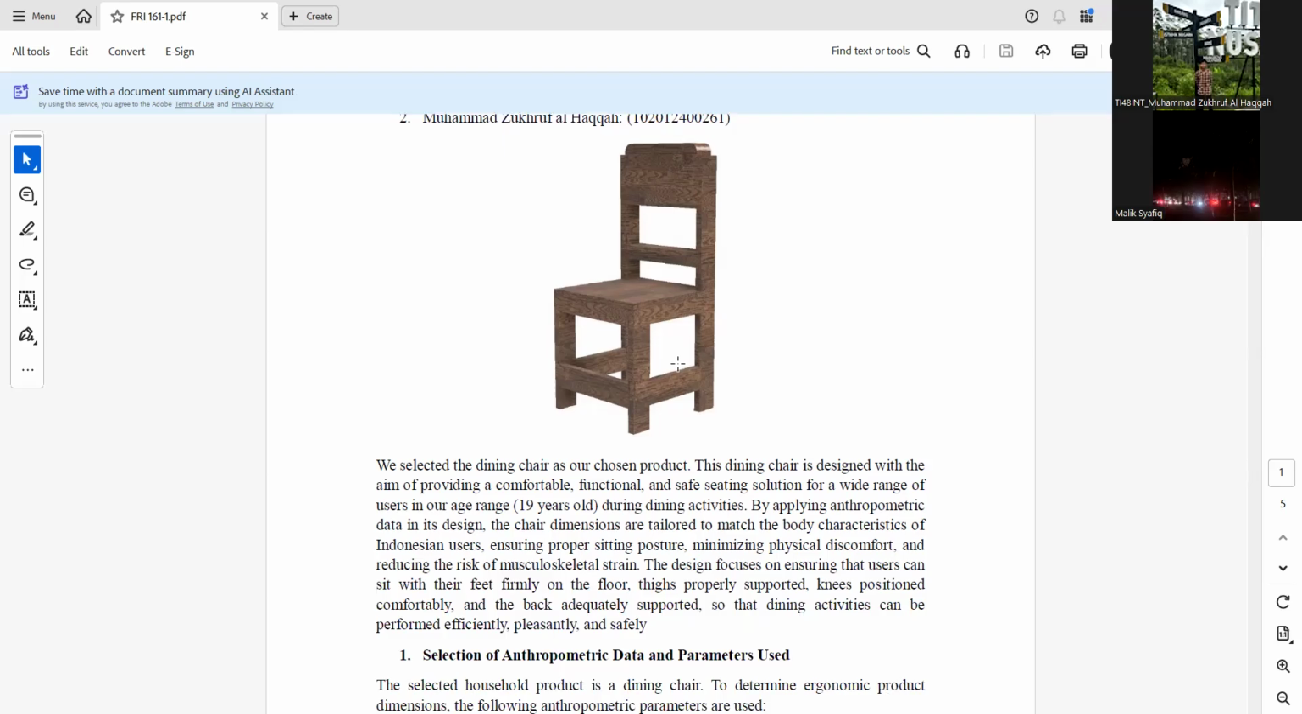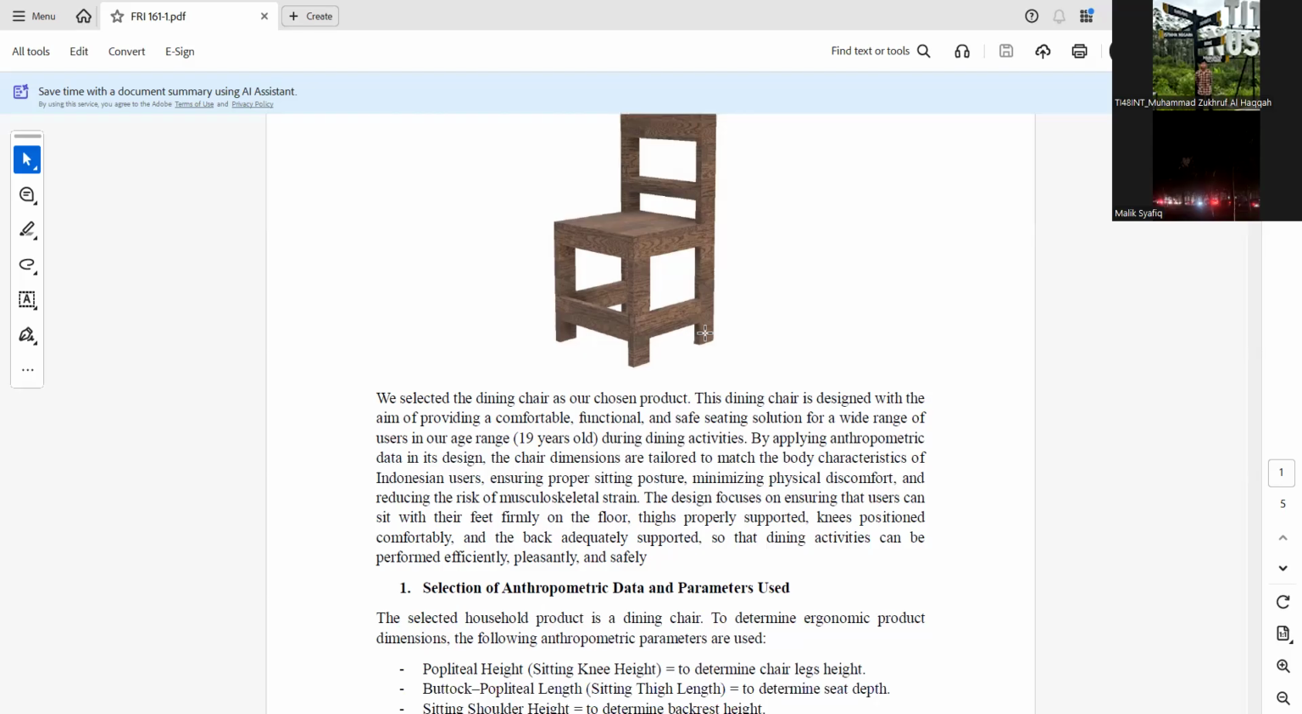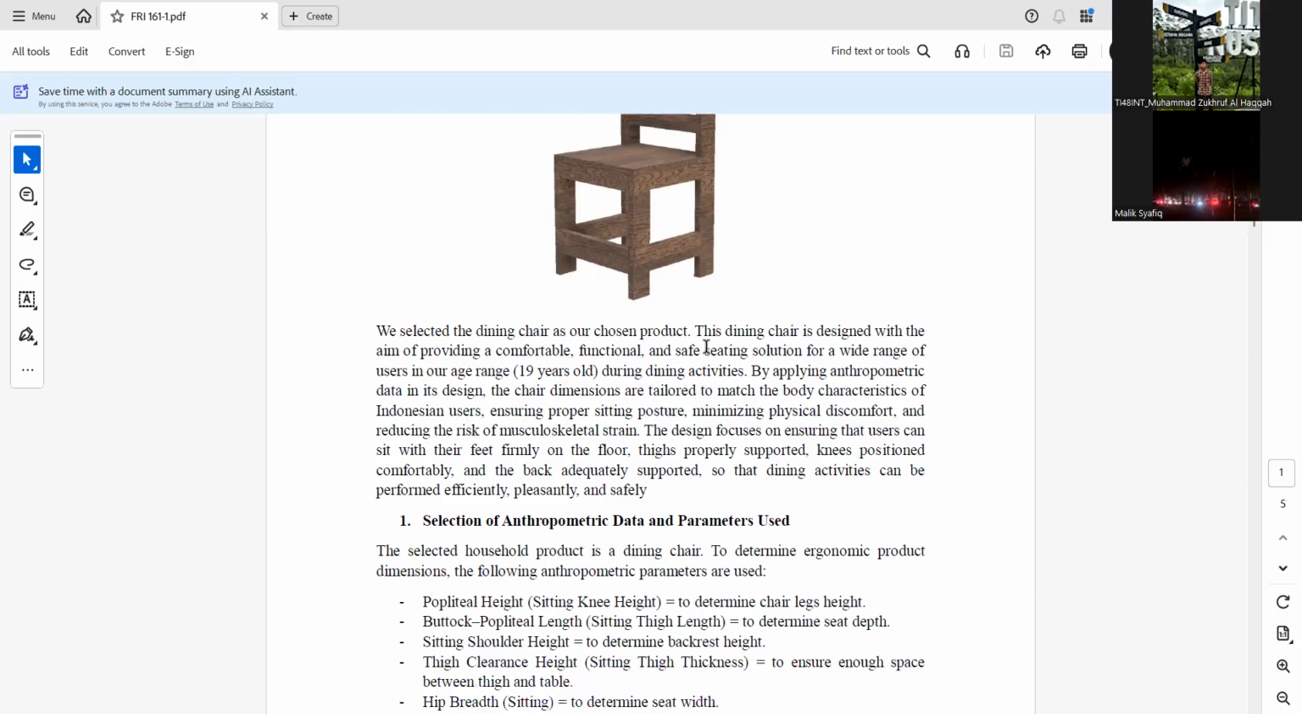So there are several parameters that we use in order to design the chair. First of all, we put 19 years old as our parameter so that we have a consistent range of age to be used, so we can determine the best possible parameters for this dining chair.